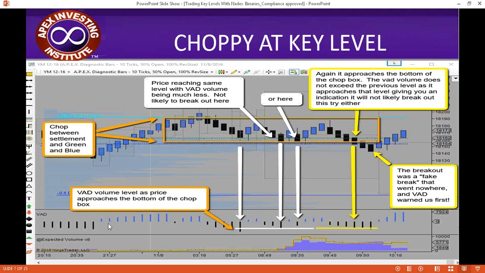The main thing I want you to see, and you've heard me talk about this before right here, is VAD volume levels. What is VAD? VAD stands for volume accumulation and distribution, all right? You see this here? Every bar, you have a line down here. This is not bar volume. Anybody can slap volume up, down on a chart, and what that does is it shows you the volume within that single bar.